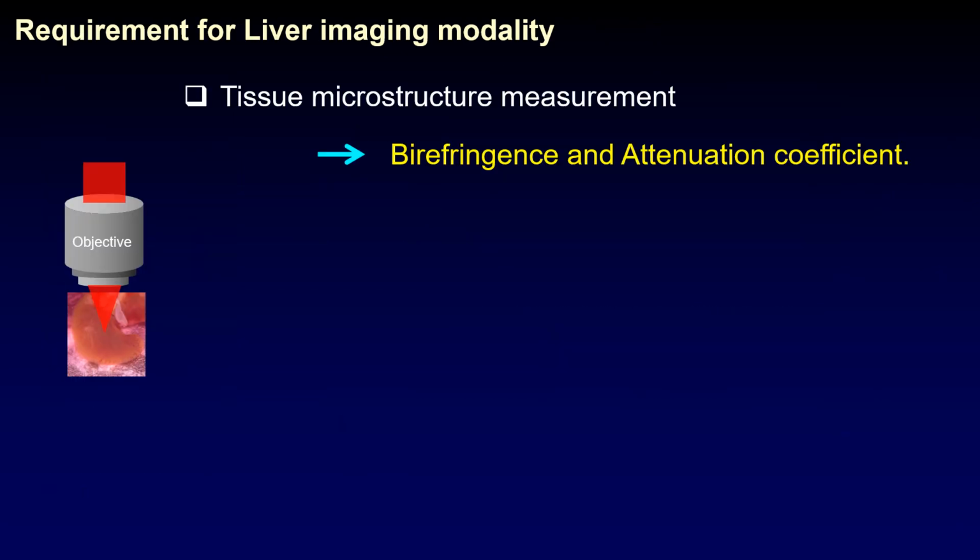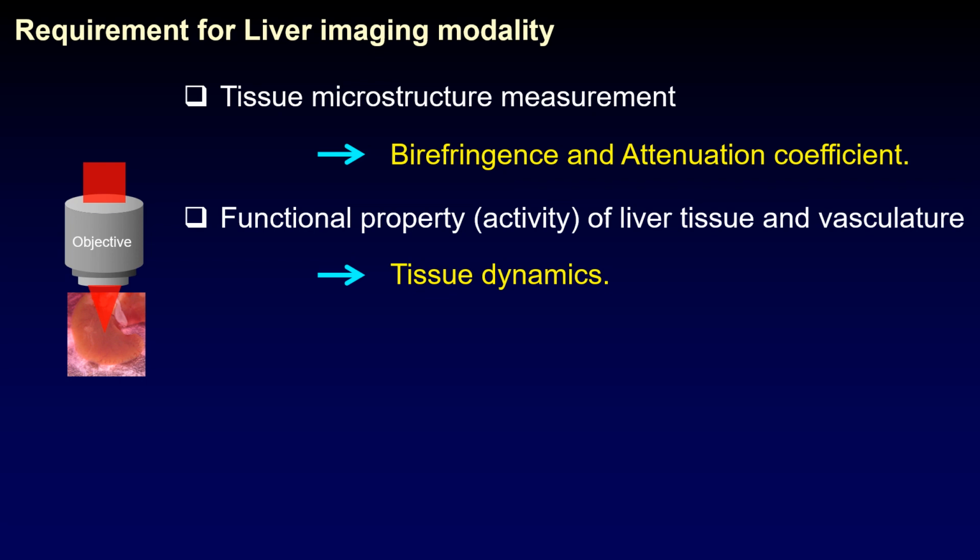So what are the requirements for liver imaging? First, we need a technique that can measure tissue microstructural property. For example, birefringence imaging is sensitive to fibrotic structure, whereas attenuation coefficient is sensitive to tissue density. Second, we need a method that can retrieve functional properties such as activity of liver tissue and vasculature.